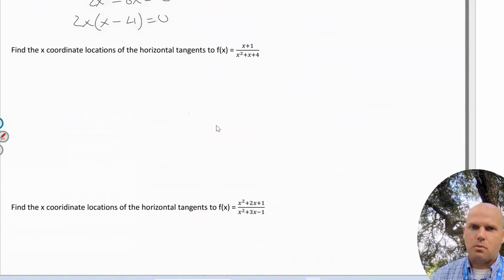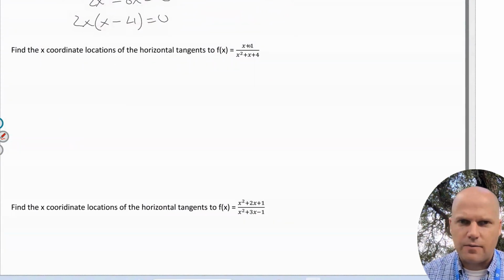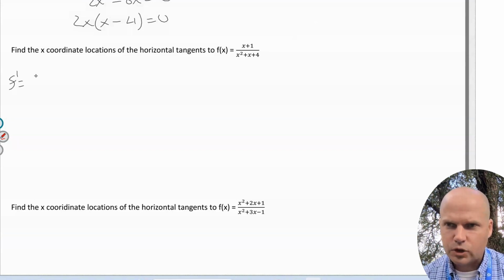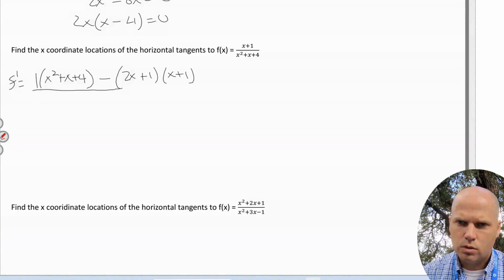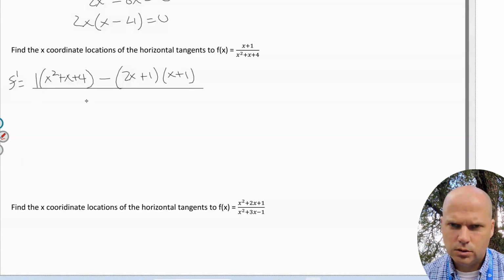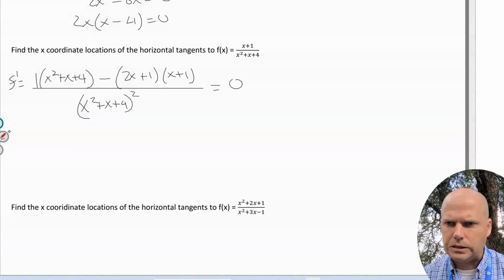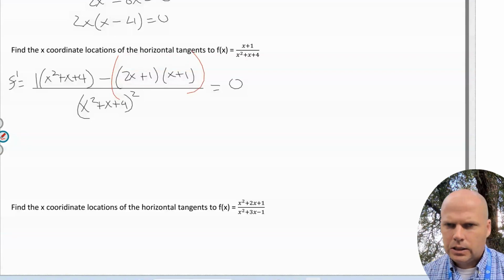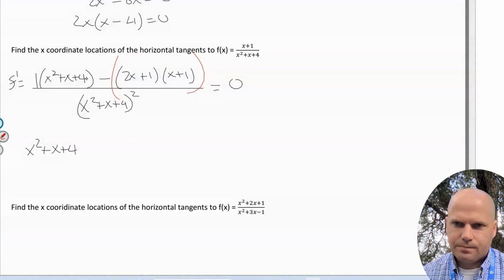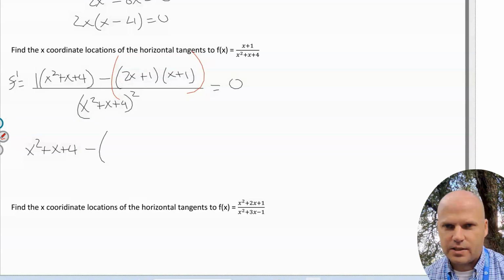All right. Some more where probably simplification is going to be a little bit tougher. So slope of the top times the bottom minus the slope of the bottom times the top. Ooh, ooh. Ugh. Oh, whatever. We'll be fine. Remember we're subtracting this. All right.